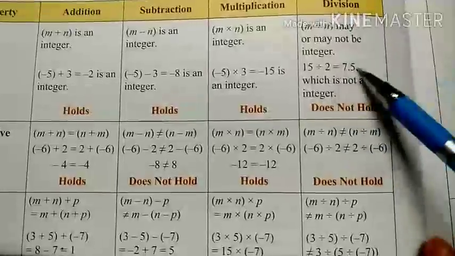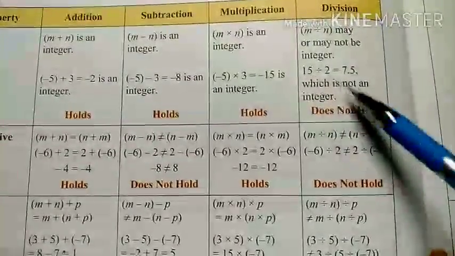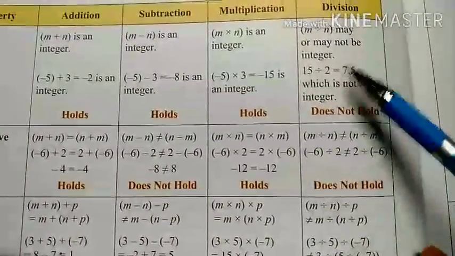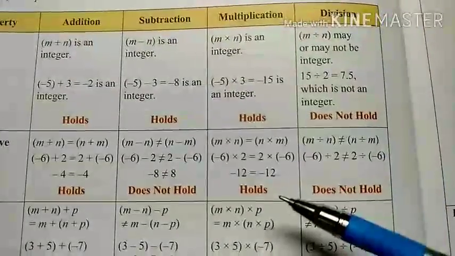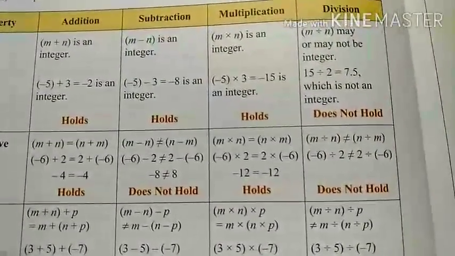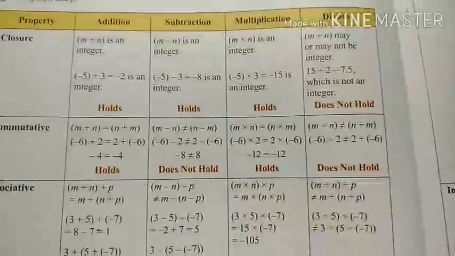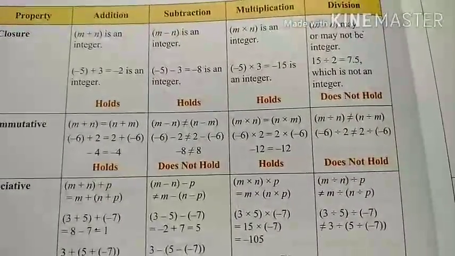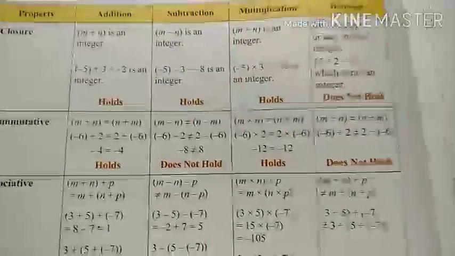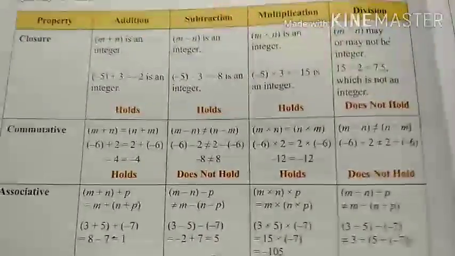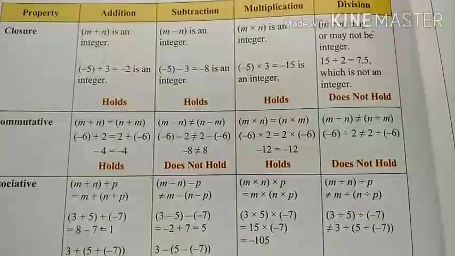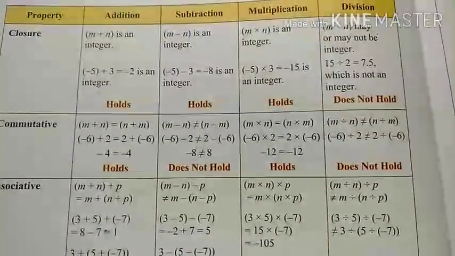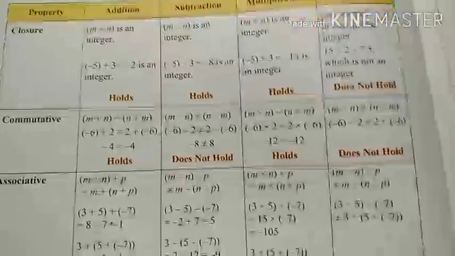When we go for division, suppose after dividing two integers you get the answer in fraction or decimal form, which is not considered an integer. So closure property does not hold for all integers under division. Only in a few cases do you get an integer again, but there is a possibility of getting a decimal or fraction, so that property does not hold for division.